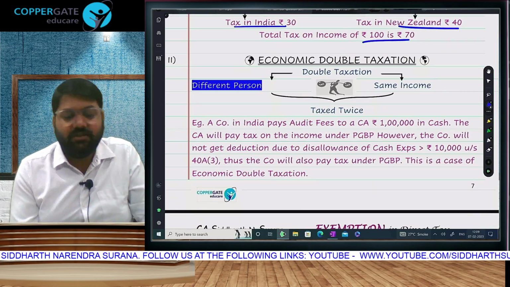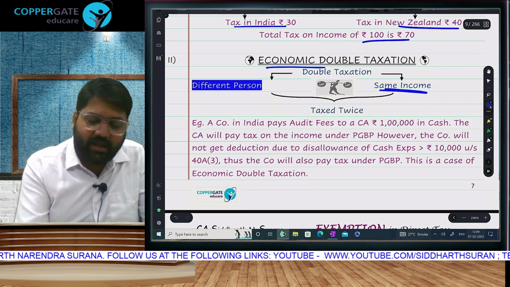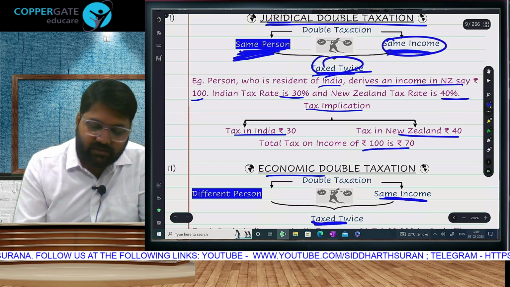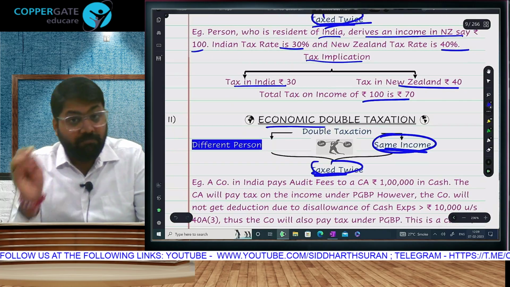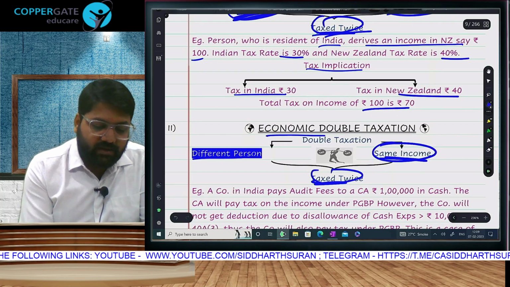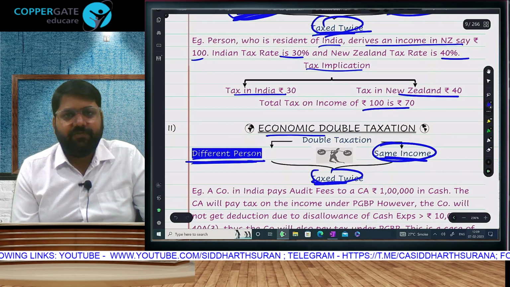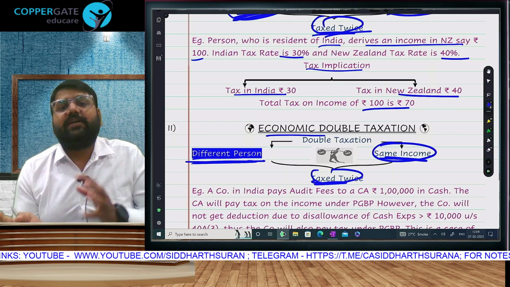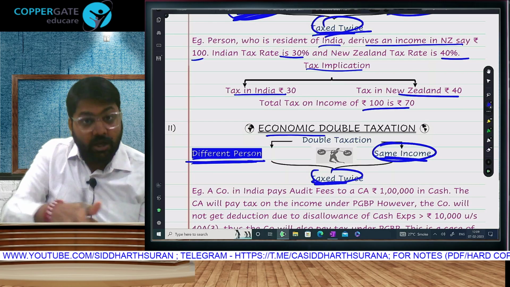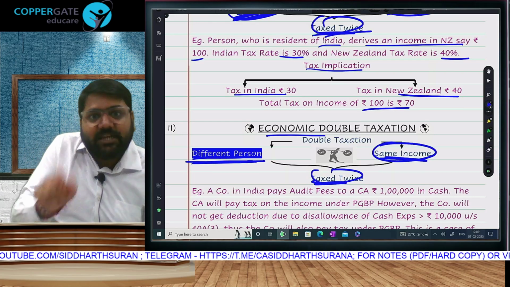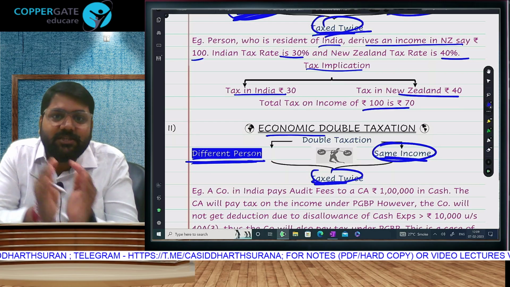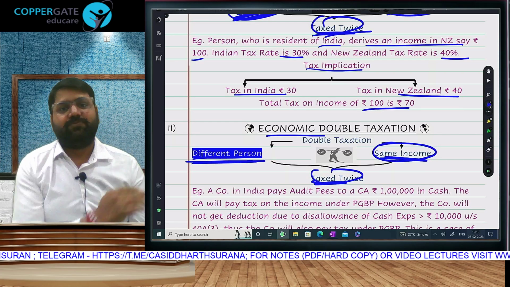Further, we also have the concept of economic double taxation, where again the same income is taxed twice. Here also, same income taxed twice. But the main difference is, here tax twice for the same person, but there tax twice for different persons. So under juridical double taxation, the same person is paying. Insert your hand in your pocket, both tax liabilities are going from your pocket. But under economic double taxation, one person is paying at one place, another person is paying at the other place.